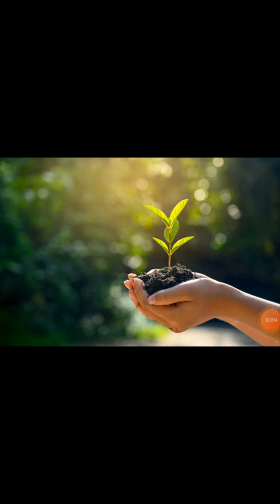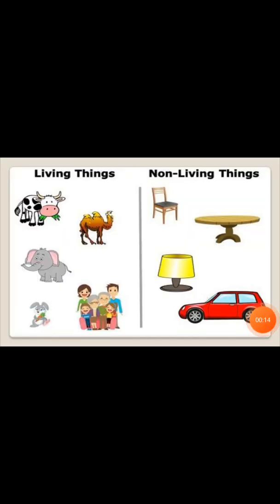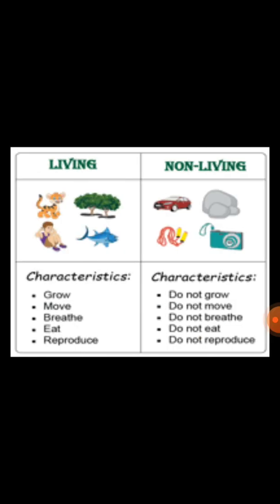In the last class, we studied about the plant kingdom, that is, about the plants. And in the first unit, we studied about living and non living things. Now we shall just revise the characteristics of living and non living things. On one side, you can see the living things, and on the other side, non living things.